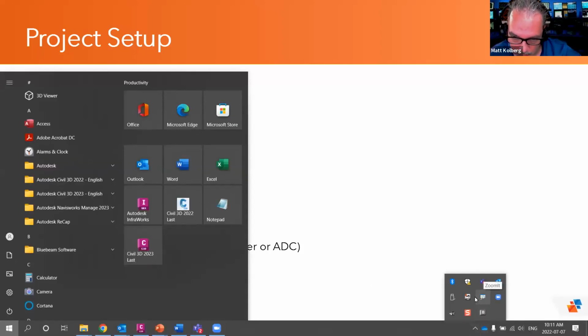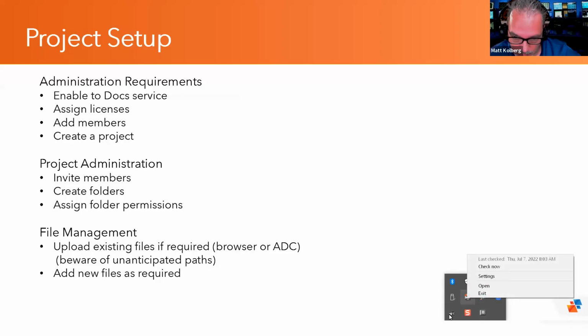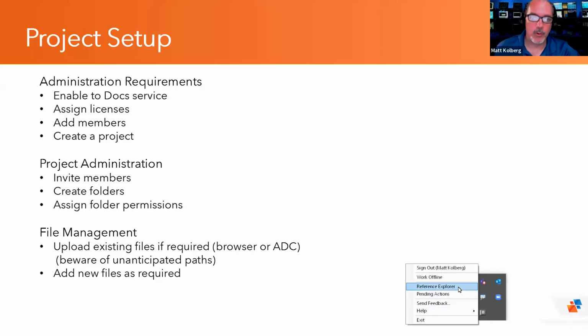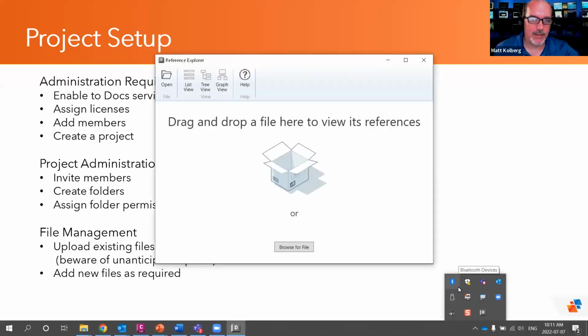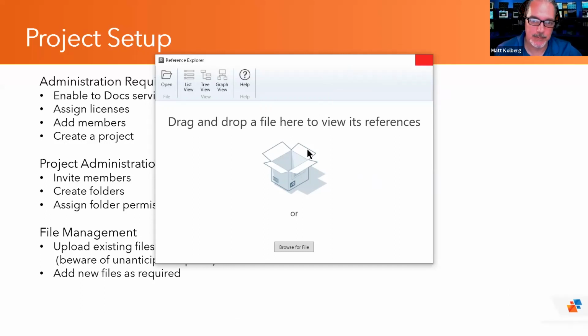And it is called, if I can remember, there it is. That's the desktop app. That's not correct. Reference Explorer. When you have Desktop Connector installed, you drop a file in it. It tells you what the status is of any references you have.